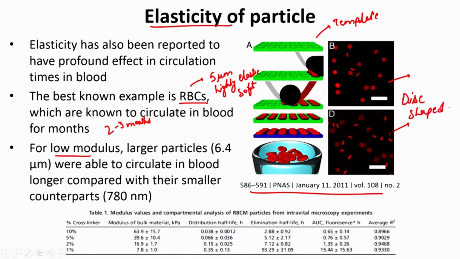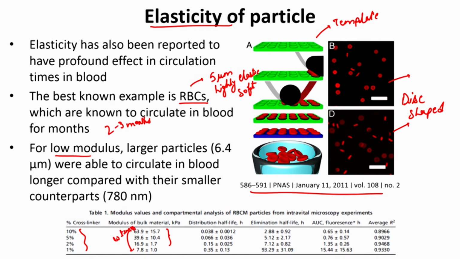and here they have reported the bulk properties of this. So, depending on the amount of crosslinker that they have added, they can vary the crosslinker from 10 to 1%, and their bulk material modulus will also change. So, here they have been able to change it by almost an order of magnitude, so 10 times. And with that they also see that the half life has changed.